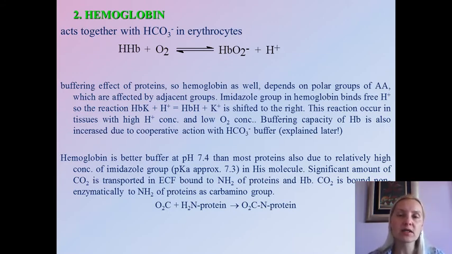When carbon dioxide is bound to hemoglobin, then we have the form of carbamino hemoglobin because it's attached to amino groups of proteins and hemoglobin.